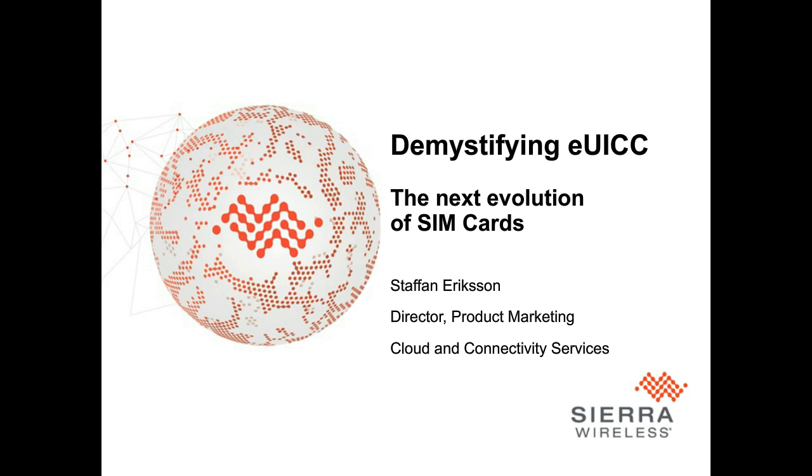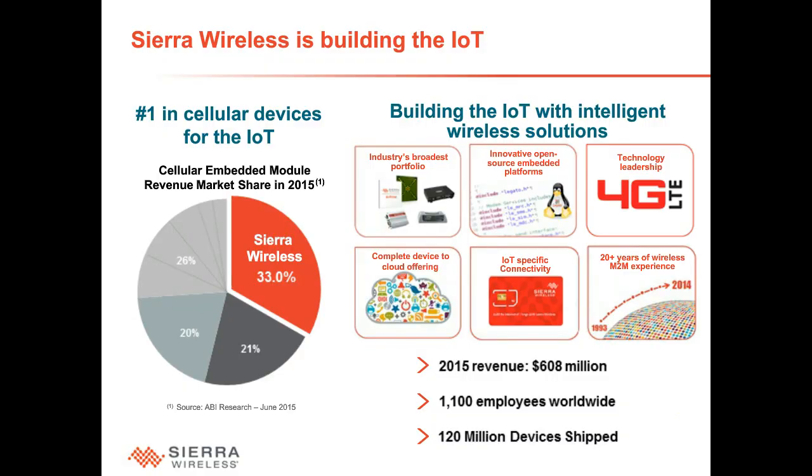But first, a couple of words on Sierra Wireless. I assume you're all familiar with us as a company, but just a couple of words. We are today the number one provider of cellular embedded devices. We're providing one third of all worldwide. We have shipped more than 20 million devices. We've been in the wireless space for more than 20 years, providing M2M and IoT solutions and products to customers all over the world, and always leading in technology innovation, now focusing a lot on the next generation of products for LTE and IoT.